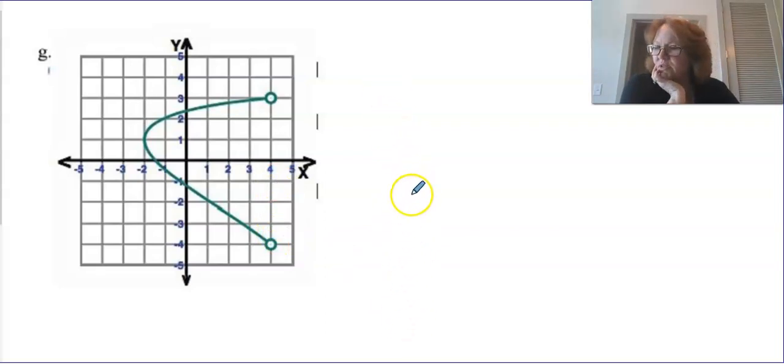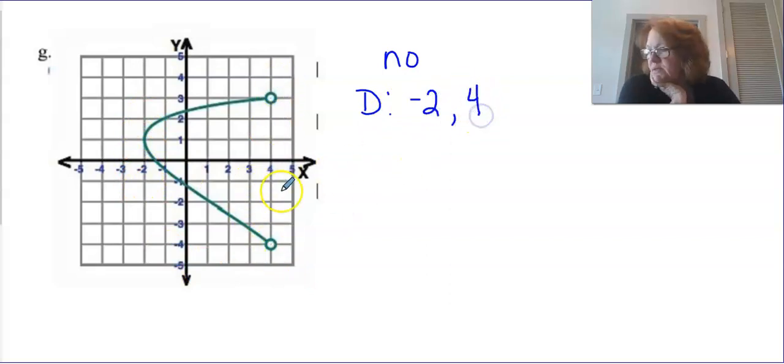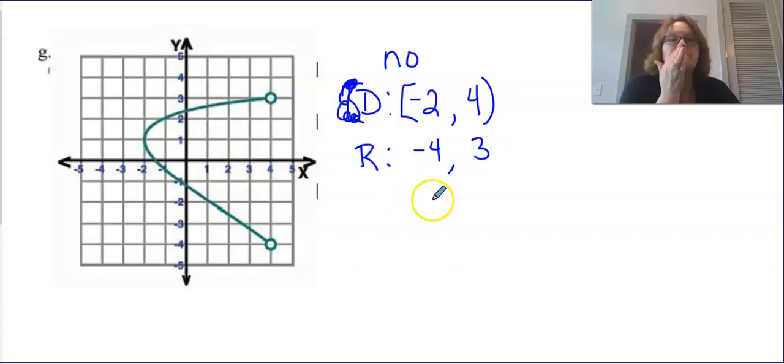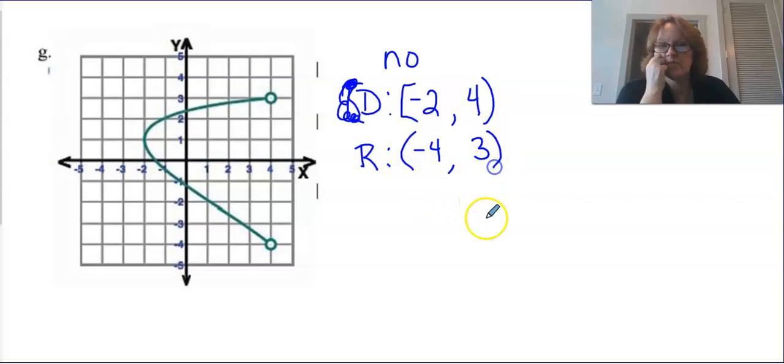Okay, so you should have paused your video and come back. The answer is no, it is not a function because it does not pass the vertical line test. It does have a domain that starts at -2 and ends at x equals 4. The -2 is included, the 4 is not, so brackets on one side, parentheses on the other. The range starts at y equals -4 and ends at y equals 3. Those are both open circles, so they both have parentheses.